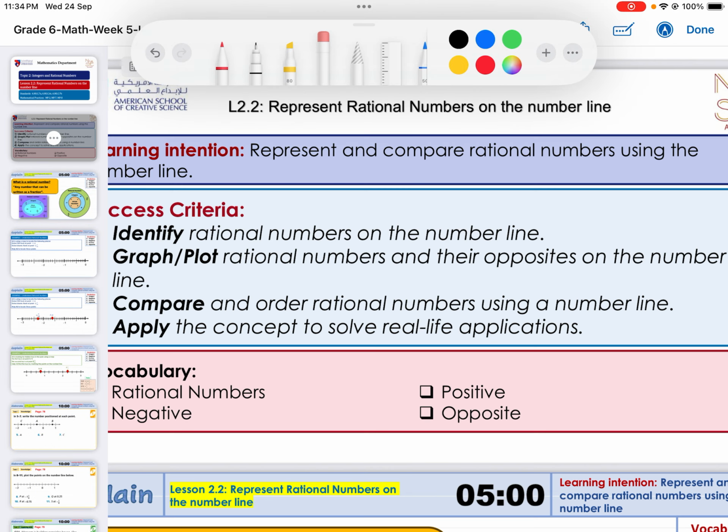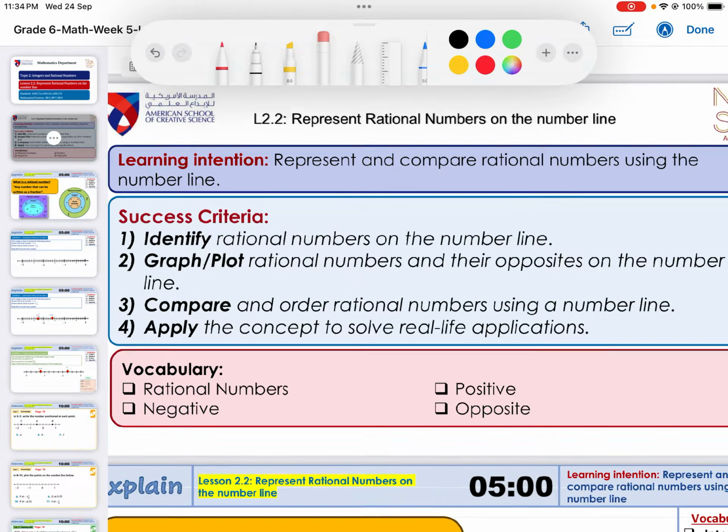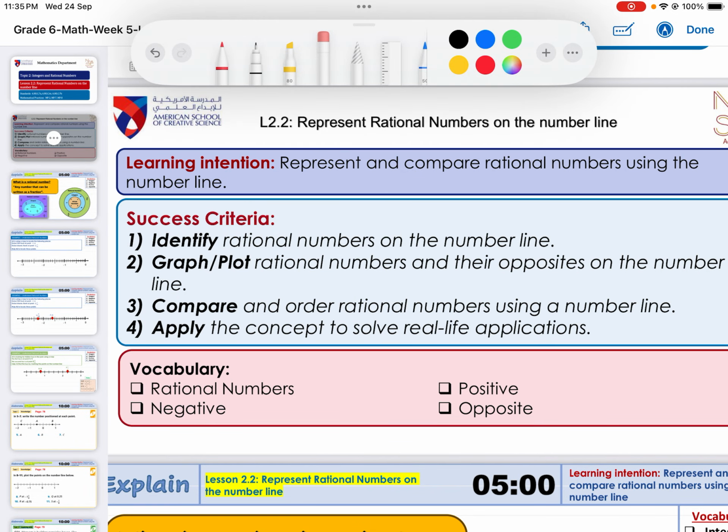Today inshallah we are going to learn a new lesson about representing rational numbers on the number line. In 2.1 we studied all about integers. In this lesson we're going to know a new family that's called rational numbers. Number one, we're going to identify what rational numbers are. Number two, we're going to graph and plot them on the number line. Number three, we're going to compare and order rational numbers. Number four, we're going to try to solve some real life applications.